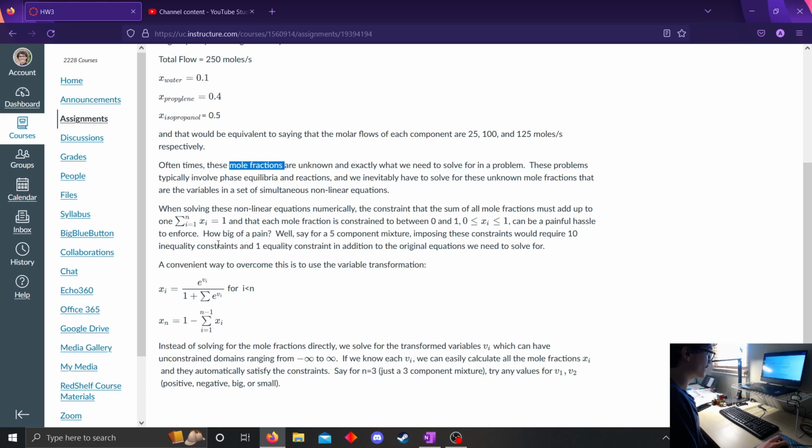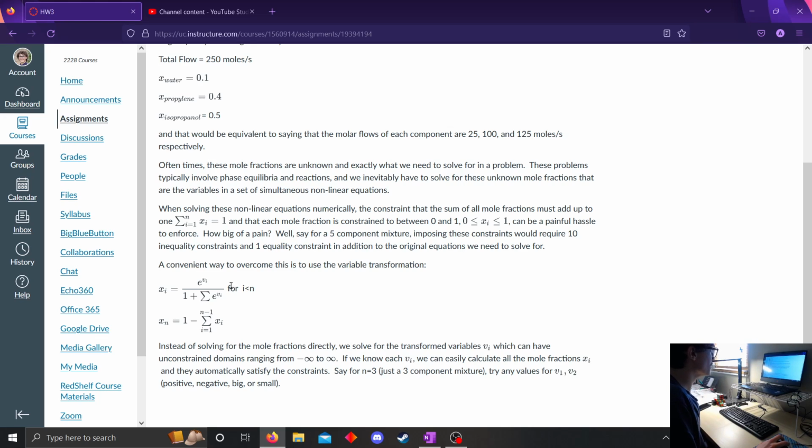The mole fractions of each component, which would be x1, x2, x3, there's a way where we can convert this into using v's. So for x1, x2, x3, we would have v1 and v2. You basically always have one less v than x, because once you have two x's, you can just subtract them from 1 to get your third x, since they need to add up to equal 1.